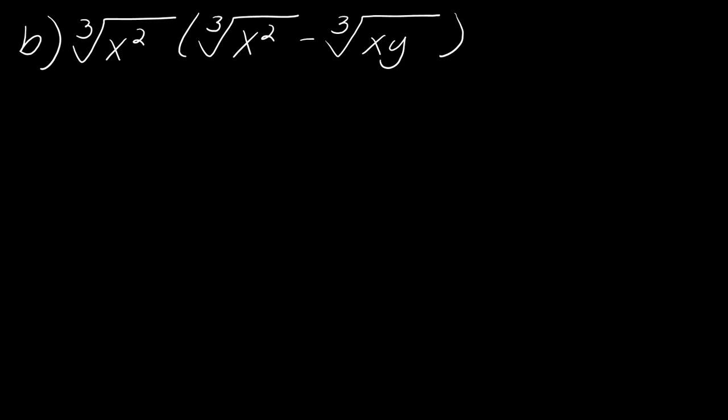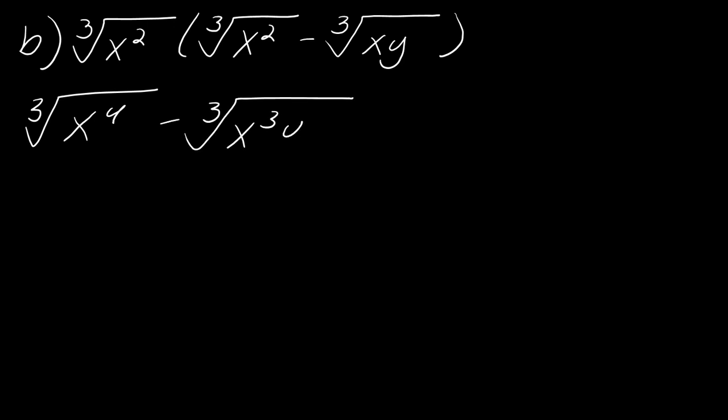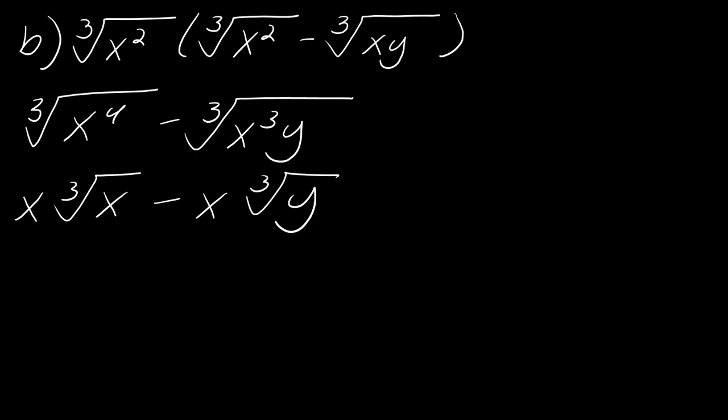Okay, so up next, now I've got this cube root of x squared times all this other stuff. So I'm just going to multiply it straight in. So I've got the cube root of x to the fourth now minus the cube root of x cubed y. And now I'm just going to break these down where I can. So this will be x times the cube root of x minus x times the cube root of y. So that's how I can break those down.